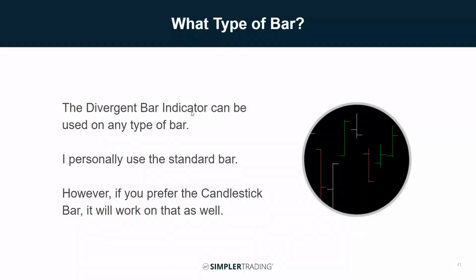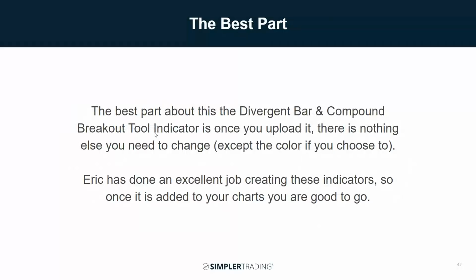The divergent bar indicator can be used on any type of bar. I know some of you guys prefer the candlestick bar. I use the standard bar myself, but it can be used on either of those bars. So if you prefer the candlestick, this indicator will still print and appear on that as well. The best part about this divergent bar and compound breakout tool indicator is once you upload it, there's nothing else you need to change, except for maybe the color if you choose to. Eric has done an excellent job creating these indicators, so once it's added to your charts, you're typically good to go.